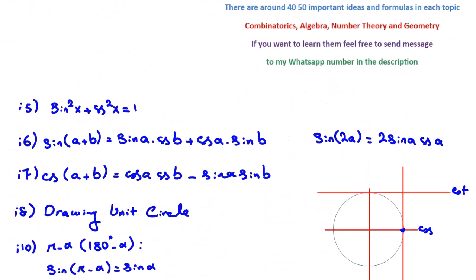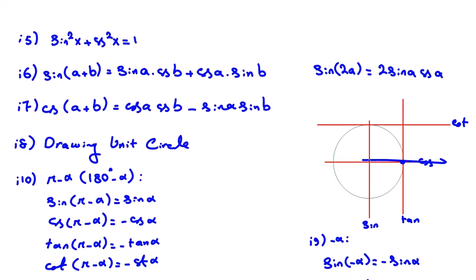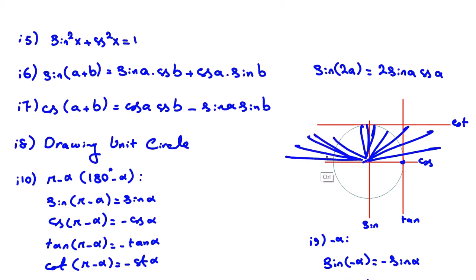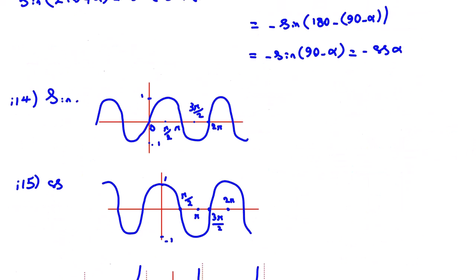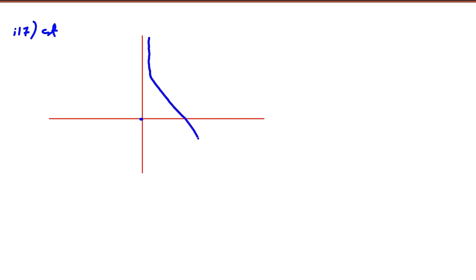Cotangent, as you can see, for 0 it will be positive infinity, then at pi over 2 it goes to 0, and then negative infinity, okay? Because cotangent is this axis. Cotangent, if we want to draw, cotangent at 0 is positive infinity, so when you increase it, it will be decreasing like this, okay? So something like that.